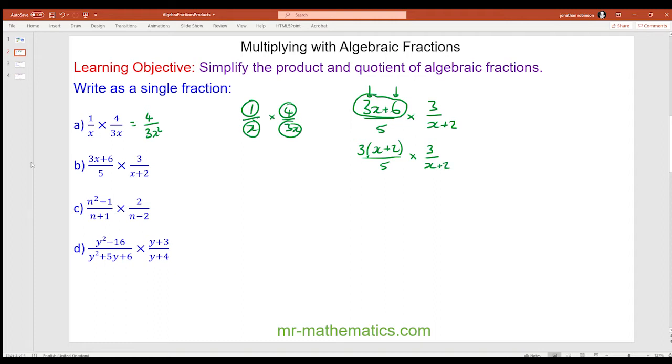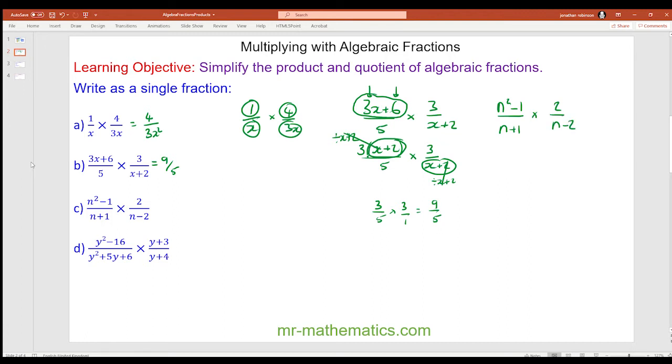And you can see there's a common factor here of x plus 2 on both. So we can divide both of them by x plus 2, which means this will cancel and this will cancel. So we're left with 3/5 multiplied by 3/1, which is 9/5. For question C, we have n squared minus 1 over n plus 1 multiplied by 2 over n minus 2.